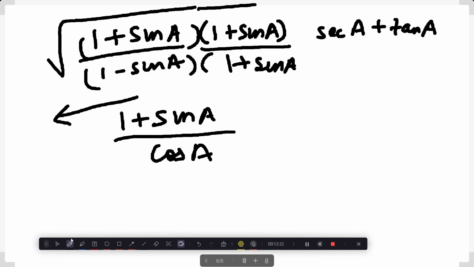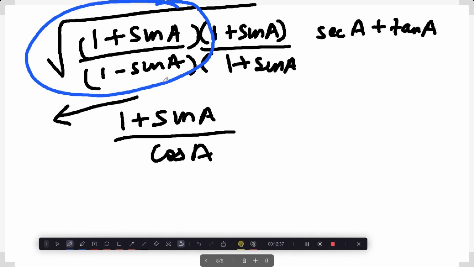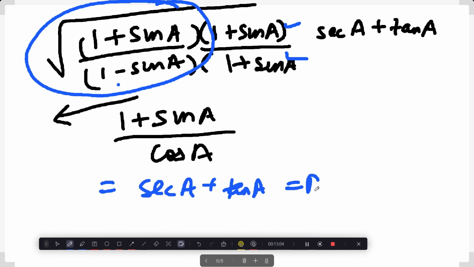Original question only had this. Then the next step would be multiplying numerator and denominator by this. So the third step wouldn't be to show this directly. You will show this: it's 1 plus sine A the whole square. This would be 1 minus sine square A. What is 1 minus sine square A? It is cos square A, and hence when you solve for the root, this is the answer. And then what is 1 by cos A? Sec A, and this is tan. And this is equal to RHS.